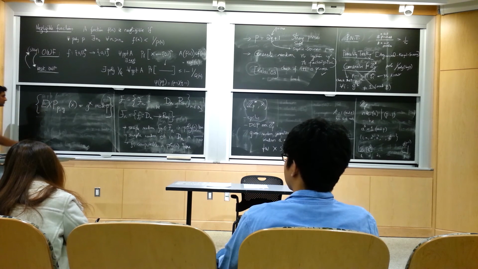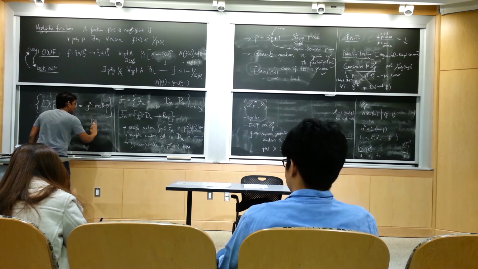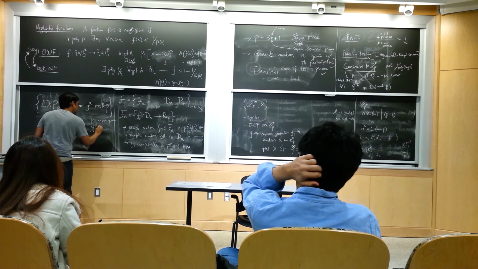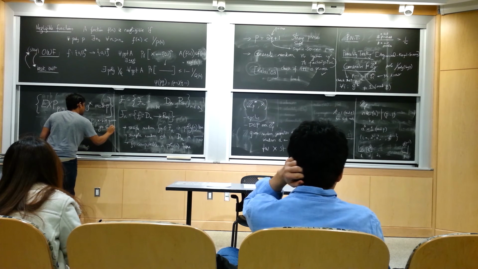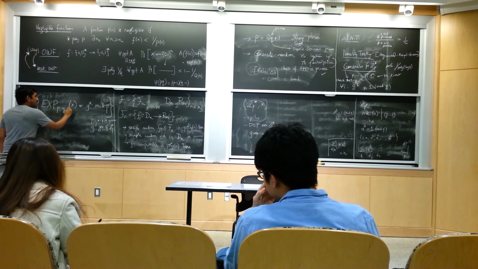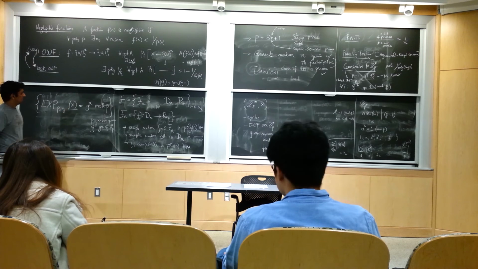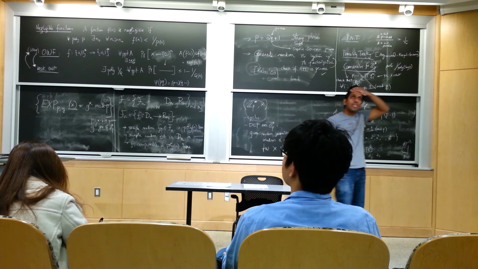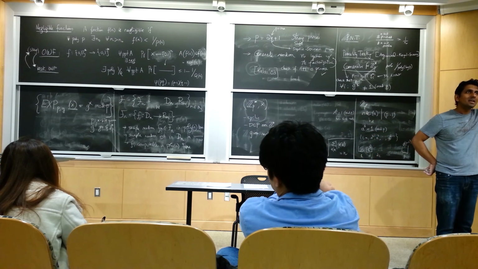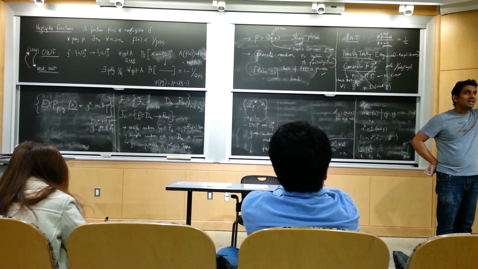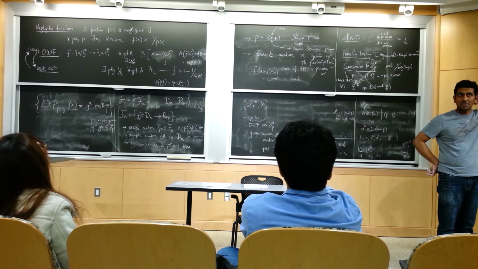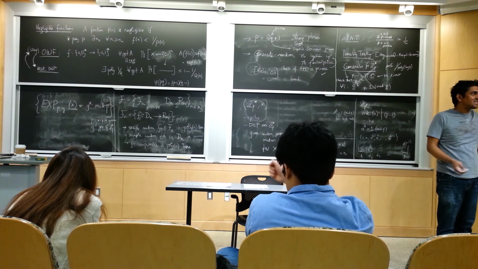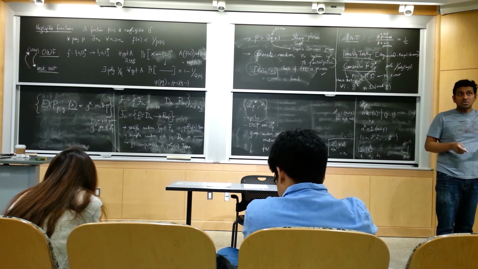This is a family where p is an n-bit prime, and g is a generator of Zp star. The domain is what, actually? It is a set of exponents. The exponent could be 0, why not? Makes sense. Could be 1, 2, 3, up to p minus 1.